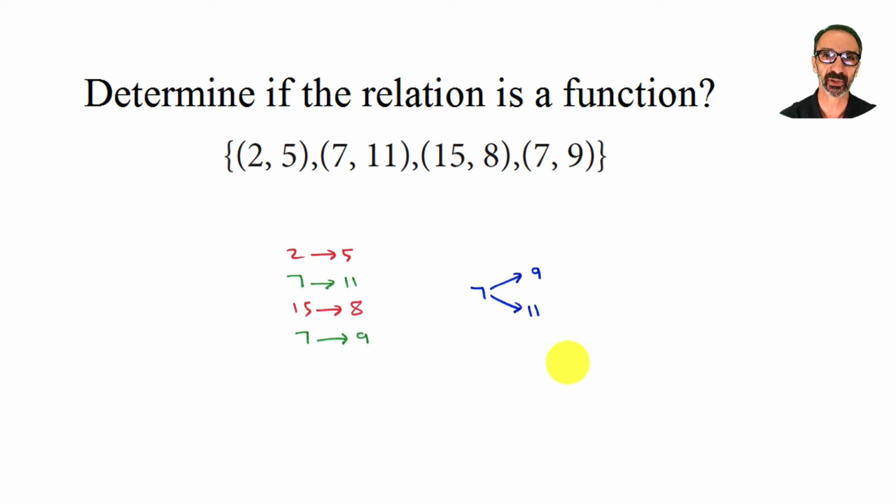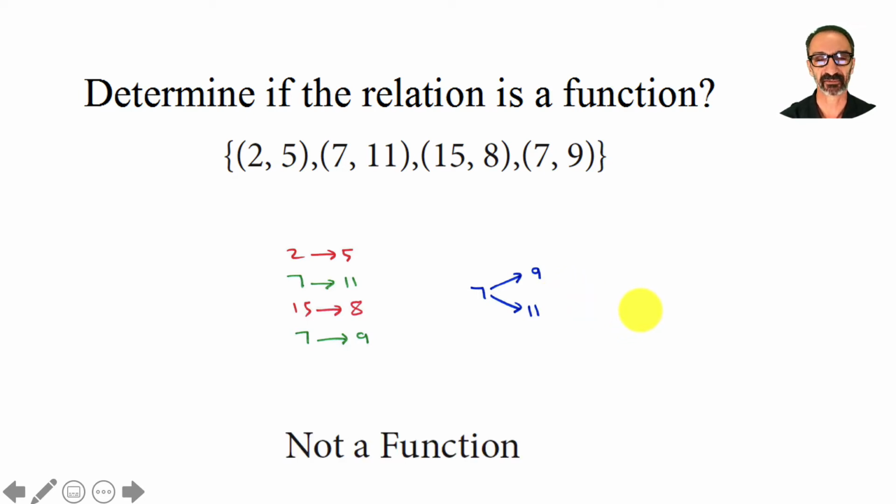But look in green. I have in green 7 is going to 11 and 7 is going to 9. Different ways of looking at it. 7 is going to two numbers, has two outputs. So we say it's not a function.